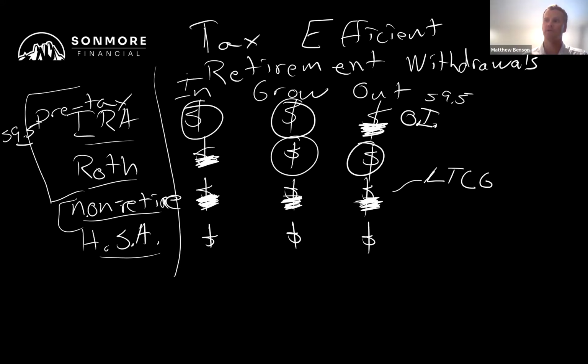However, the advantage is that there's no contribution limit, and you can access this money before 59 and a half without penalty. So 59 and a half doesn't matter for these non-retirement accounts. The other thing on non-retirement accounts, again, is the long-term capital gains rate. There are three brackets for this, and we're going to go over them in detail in just a second, but it's 0%, 15%, and 20%.